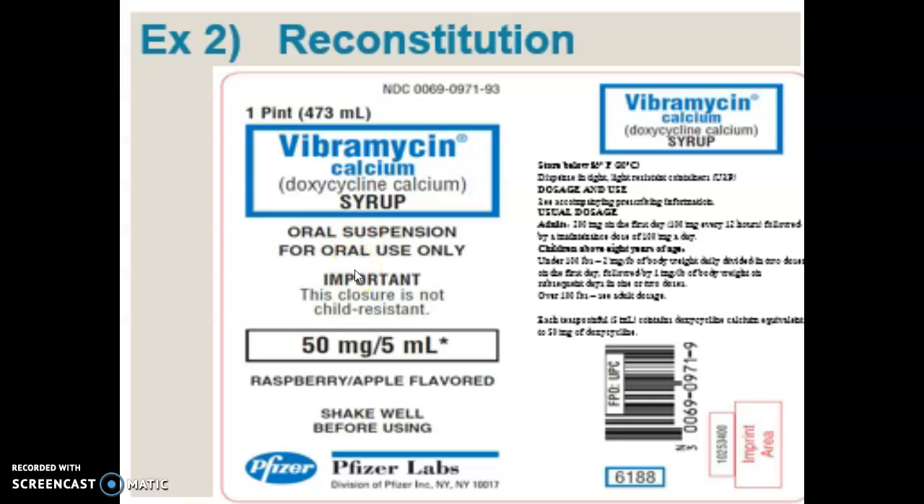What is the generic name? Generic name is the one without the trademark, so it's the doxycycline calcium. Okay, it does not have to be syrup. That's not part of the name. That's more of the form. But doxycycline calcium is the generic name. What is your unit dose concentration?